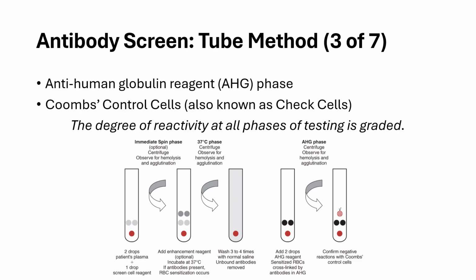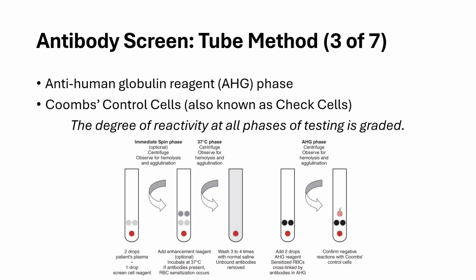The anti-human globulin, or AHG, phase, also known as the Coombs phase, detects IgG antibodies or complement that are bound to red blood cells. A positive result indicates the presence of clinically significant antibodies. We also have Coombs control cells, or check cells. These are used to validate negative AHG results. They also help to ensure the AHG reagent was added and active, to make sure that it's all working. So you should always get a positive reaction in a valid negative test during the control or check cell phase.